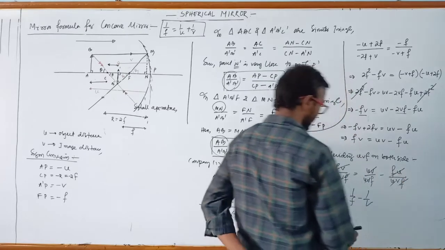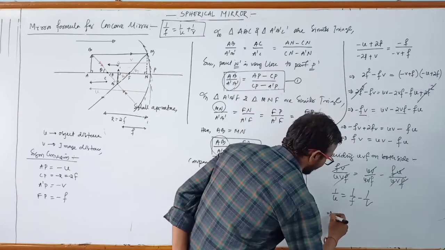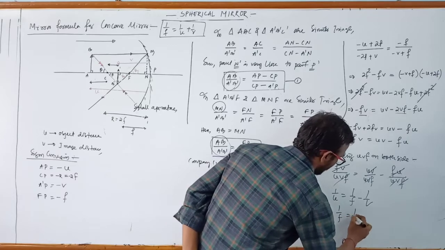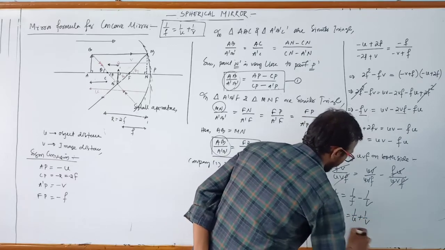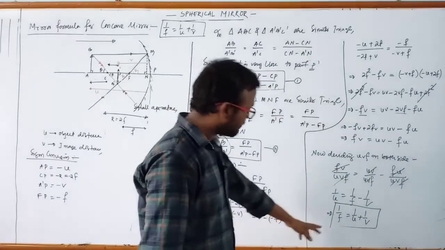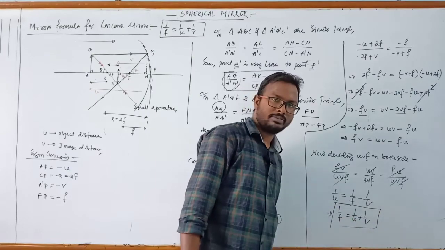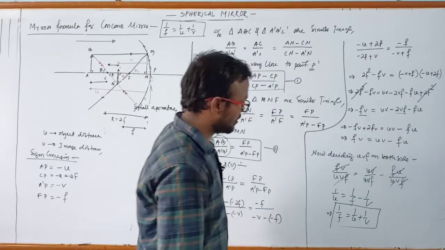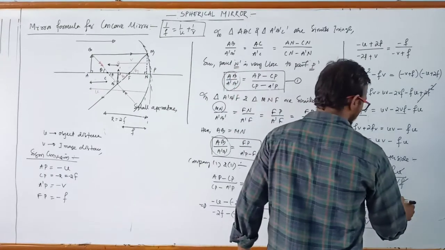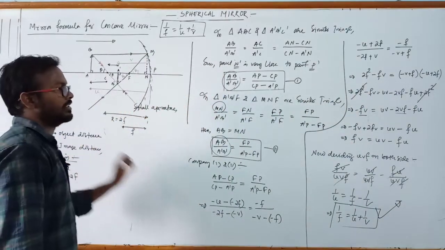If we take 1 by v to this side, then we get 1 by f equal to 1 by u plus 1 by v. Clear? This is the relation between f, focal length, object distance, and image distance of a concave mirror. So this is the mirror formula. You have to remember this formula by using this sign convention.